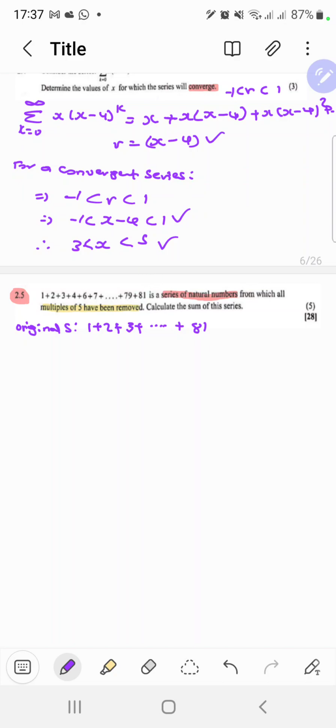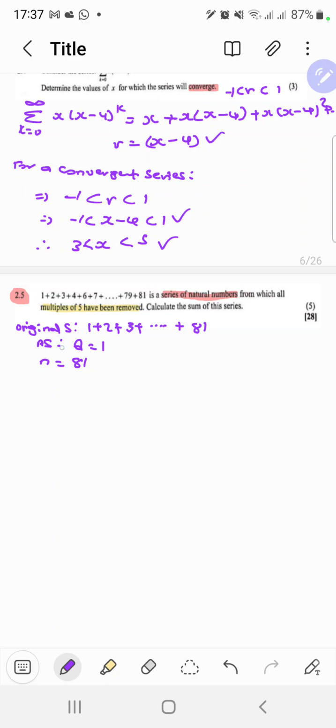It doesn't continue beyond 81. So we know that this is an AS with a common difference of 1, because the next term is just adding 1 to get to the next term. All right, and then of course, what is the number of terms? N here is 81, because 81 minus 1 plus 1 gives you 81. All right, not a problem.